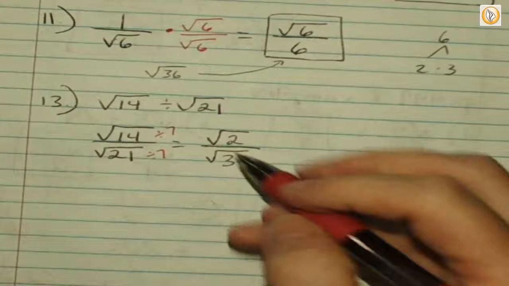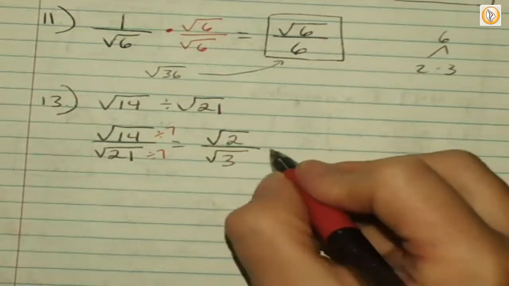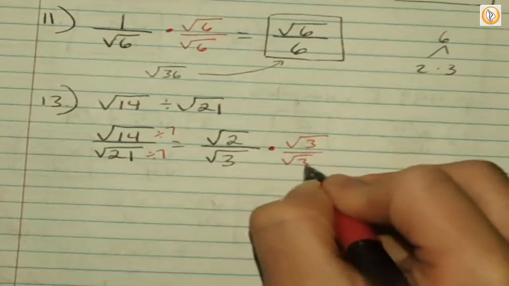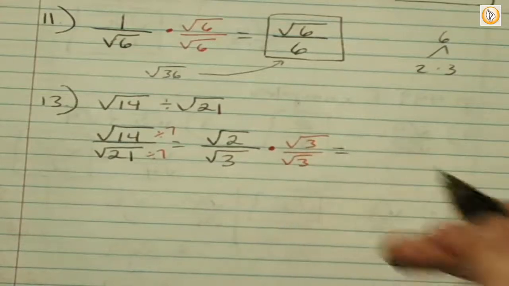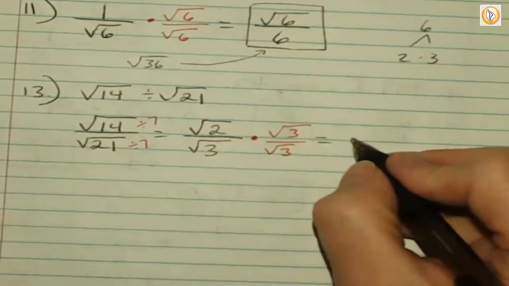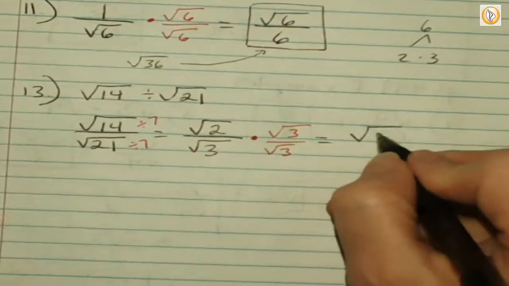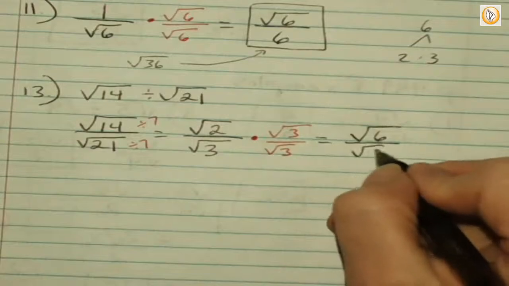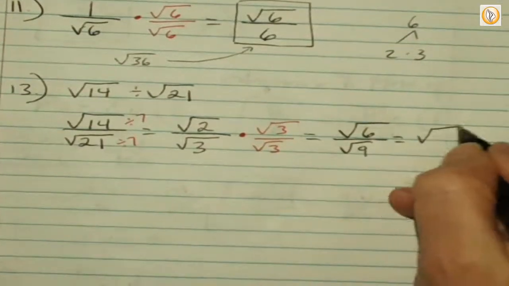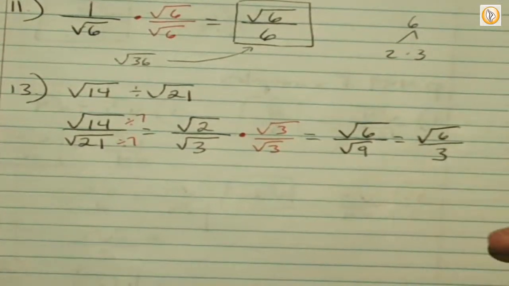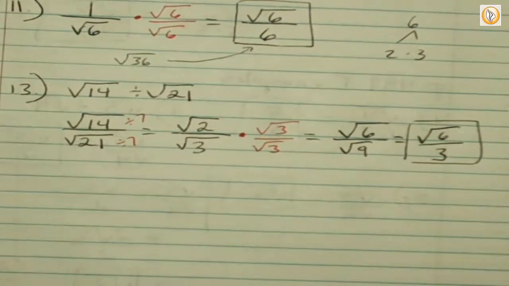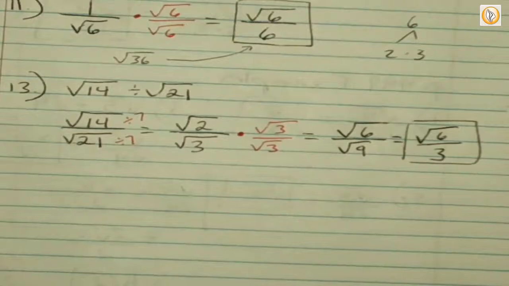And then you can't have the square root on the bottom. So you multiply the bottom and the top by square root of 3. And then you get the square root of 6 on the top, and then square root of 9, which is 3, on the bottom. Then you have square root of 6 over 3. And that's simplified. Can't you just divide them both by 3?